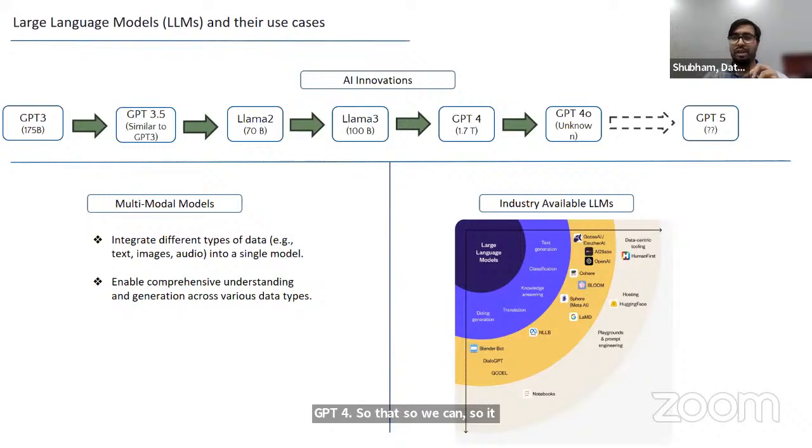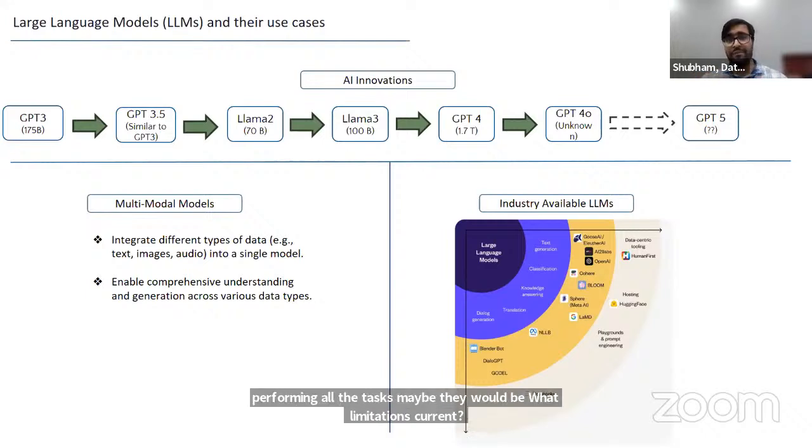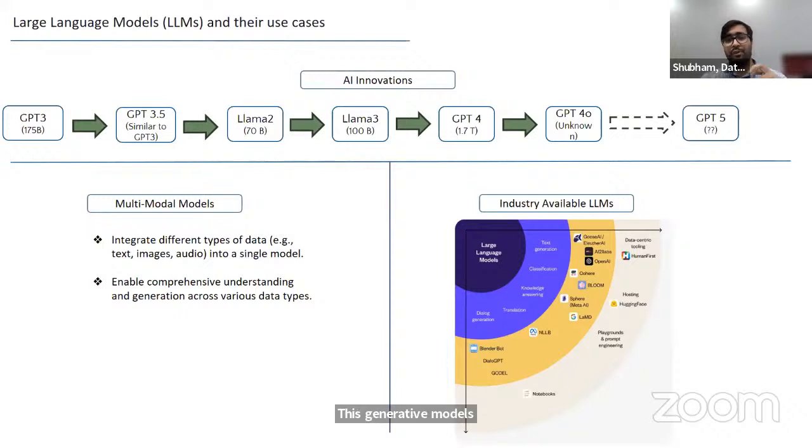So it has nearly all the capabilities of what GPT-4 has, and GPT-4o can be used for fine tuning as GPT-3 or 3.5 is currently used. Then in future GPT-5 can also be there, where it will have even more capabilities, even bigger, trillions or a very large amount of parameters, performing all the tasks. Maybe they will be able to overcome the limitations current generative models have, and we will be performing much better.